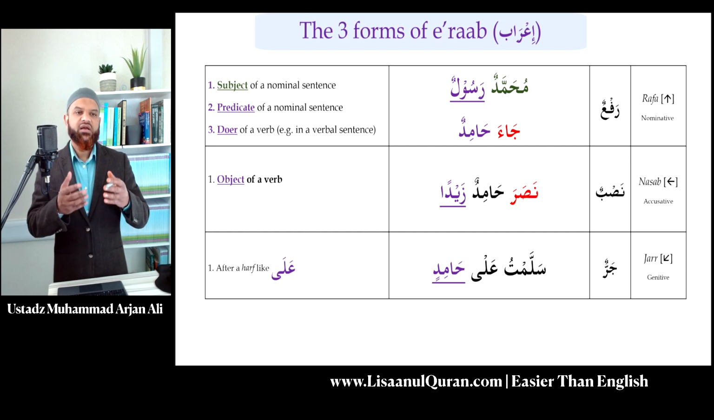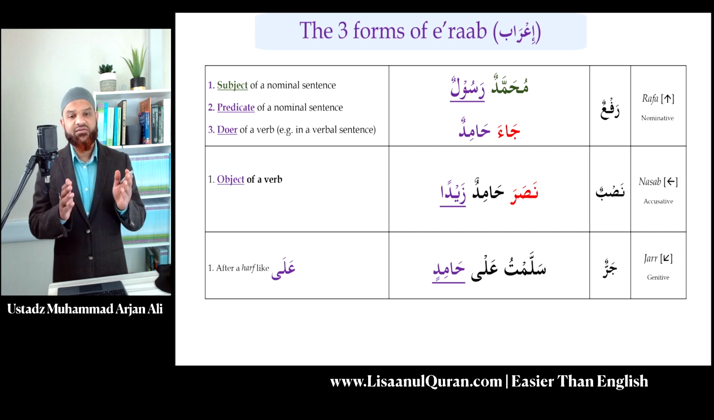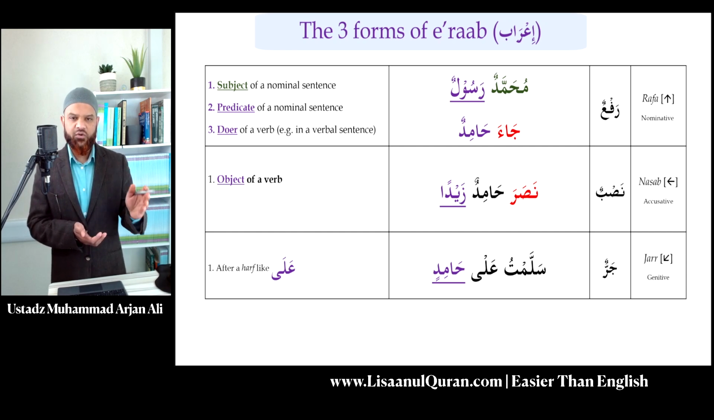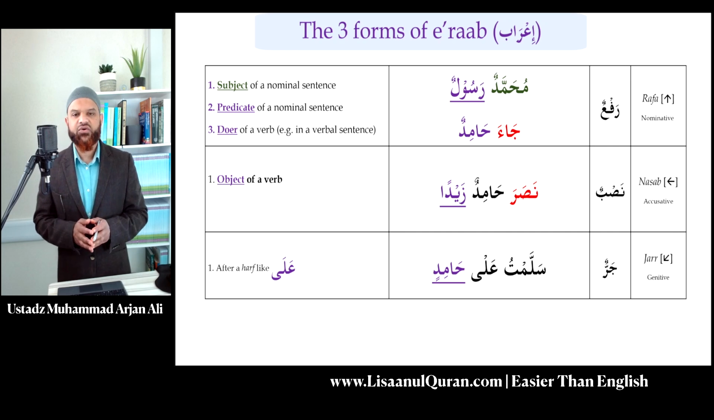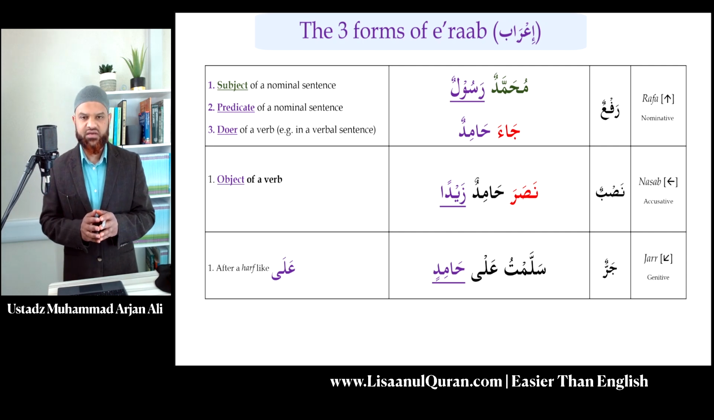So as a summary, in order for the ism to play the role of the subject of a sentence, it must be in the rafa status. In order for it to play the role of the predicate, it must be in the rafa status. In order for the noun or the ism to play the role of the doer of a verb, it must be in the rafa status. And in order for the ism to play the role of the object of a verb, it must be in the nasab status. And lastly, of course, in order for it to come after the word ala and similar words like it, it has to be in jar status.